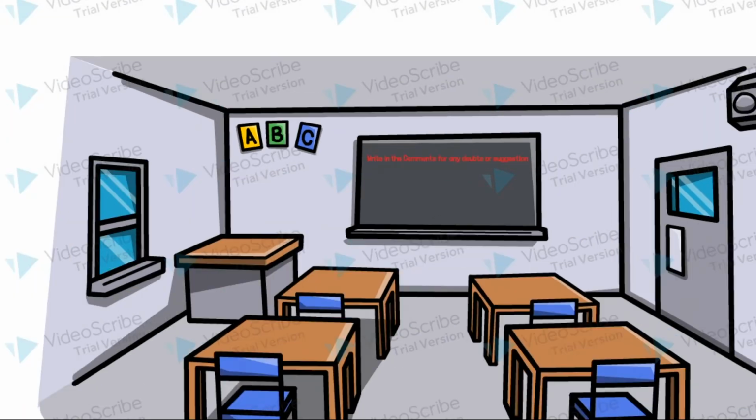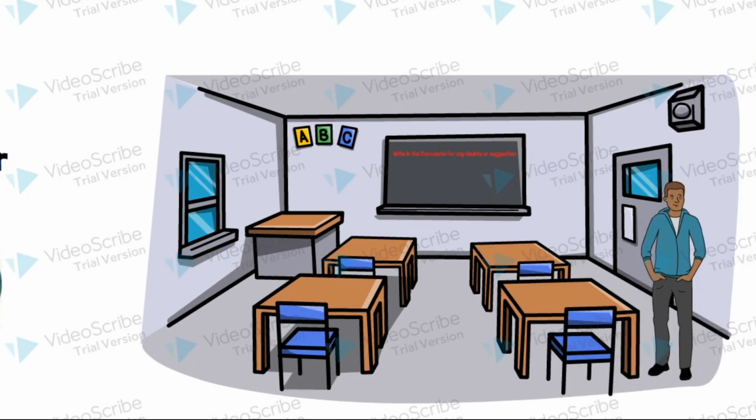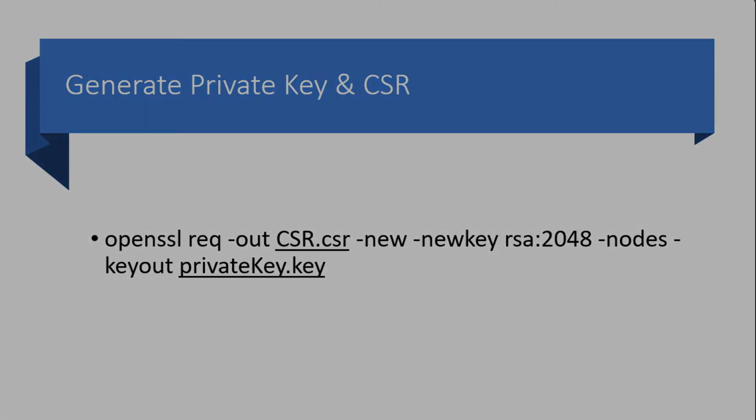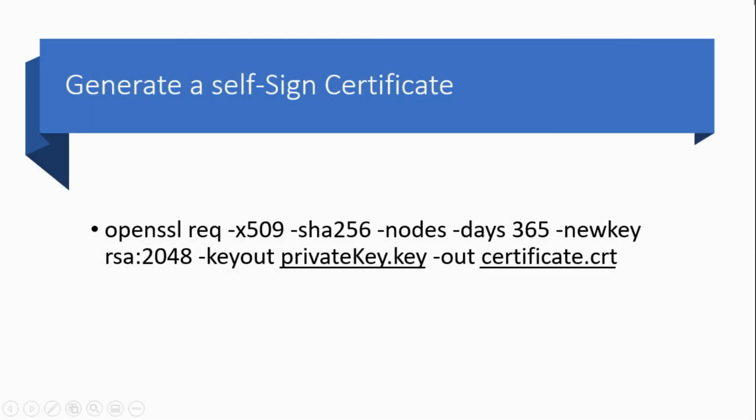We are going to cover the last topic for today. It would be on how to import certificates in a Java keystore and a few basic OpenSSL commands. This is the OpenSSL command to generate a private key and a CSR. This is the OpenSSL command to generate a self-signed certificate. All these commands are there in the description of this video. Please go and check them out.